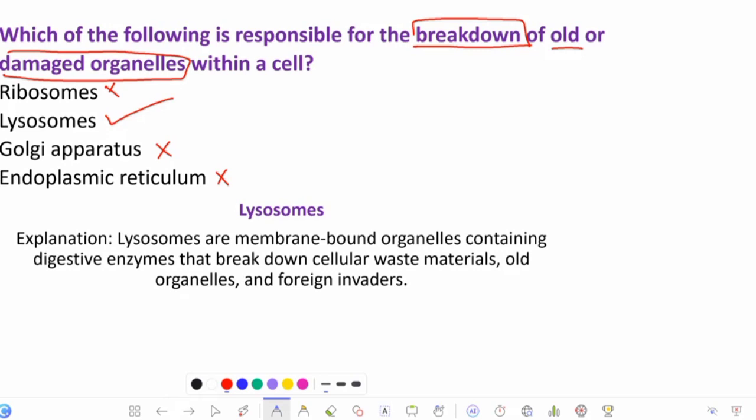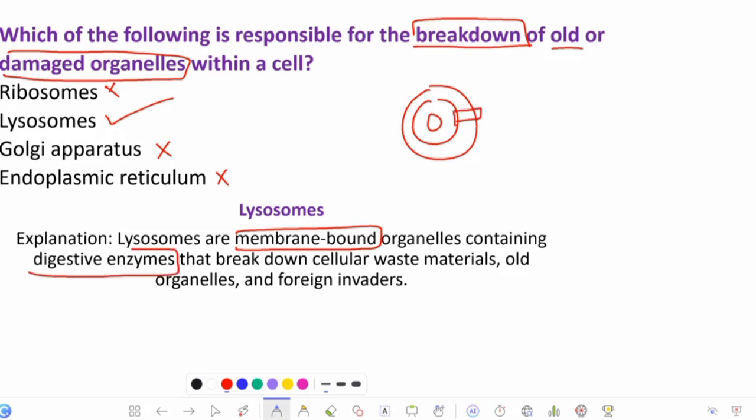Lysosomes are membrane-bound organelles, basically surrounded by a membrane, containing digestive enzymes. They contain digestive enzymes that break down cellular waste material, old organelles, and foreign invaders. A foreign invader might be a microorganism, an antigen, some part of a microorganism, or some causative agent.